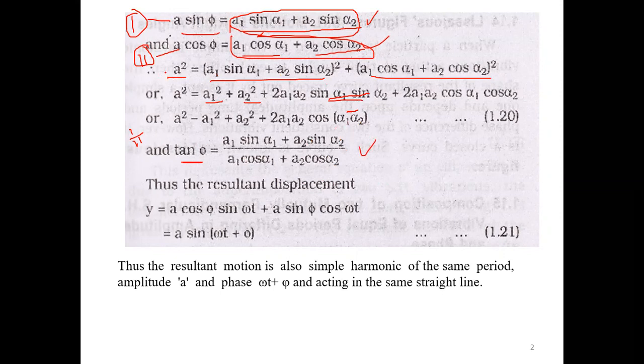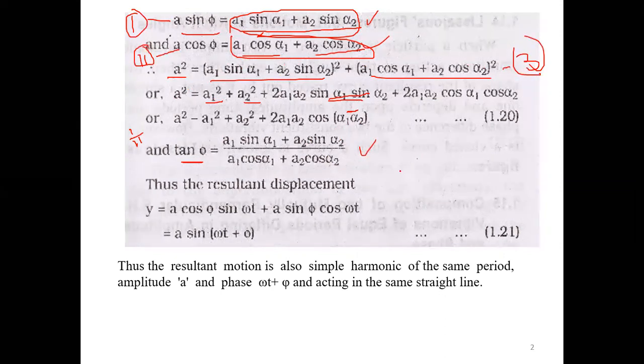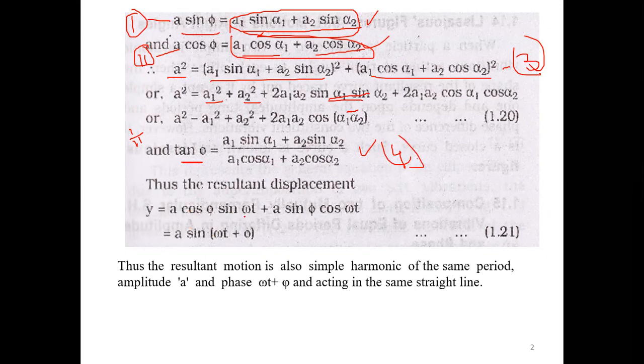So you can calculate A from this equation, which is equation number 3, and then you can calculate phi from this equation, which is equation number 4. So the resultant displacement will be A cos phi sine omega t plus A sine phi cos omega t, which can be written as A sine (omega t plus phi).